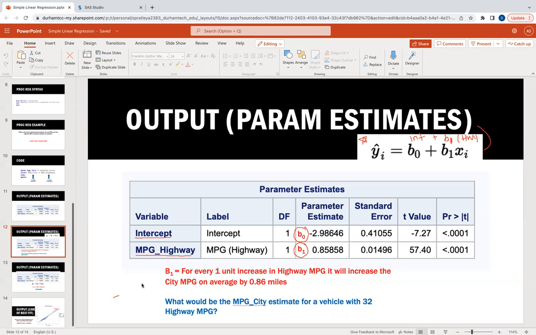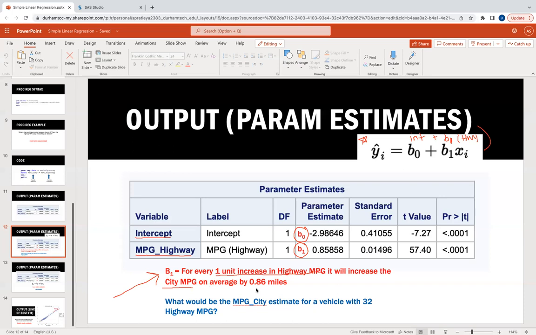So how do we actually interpret our beta in this case? So the interpretation behind this is that for every 1 unit increase in highway miles per gallon, it will increase the city miles per gallon on average by 0.86 miles, okay? So as I increase the highway miles per gallon for a car, I can also expect the city miles per gallon to increase as well.